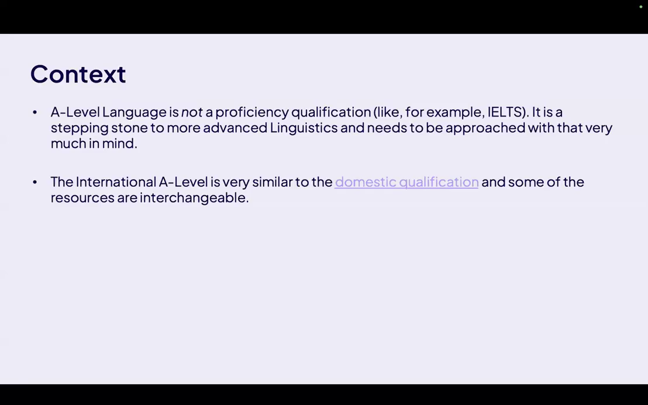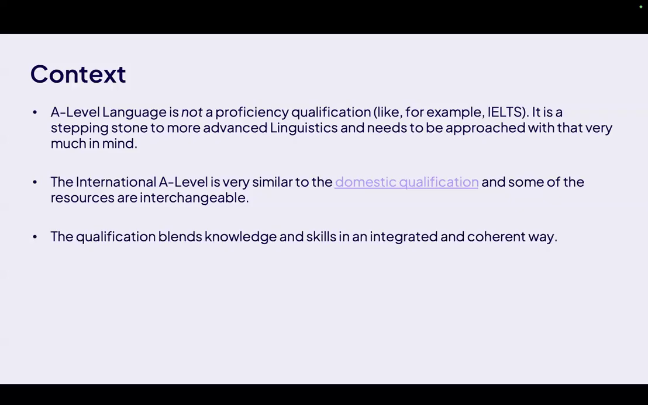The international A-level is very similar to the domestic qualification. Lots of those resources are very interchangeable between them. So if you've had experience or you've got resources for the domestic qualification, they're very usable for the international version as well. The qualification blends knowledge and skills in a very integrated and coherent way.